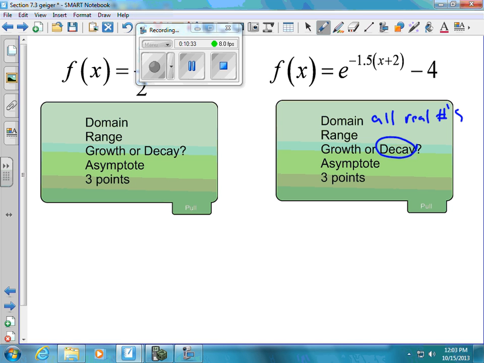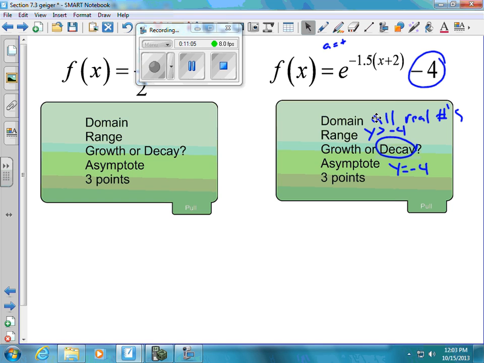My asymptote line is the k value. K is negative 4, so y equals negative 4. That's my boundary, so this graph is going to move down 4 units. Actually, left 2, from the x plus 2 up there. And my range, if I look at the a value, a is positive. It's a positive number. So my range is all y greater than negative 4. Okay? So let's see if that matches up.